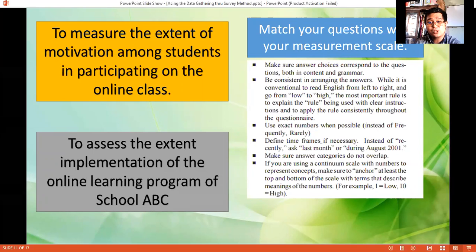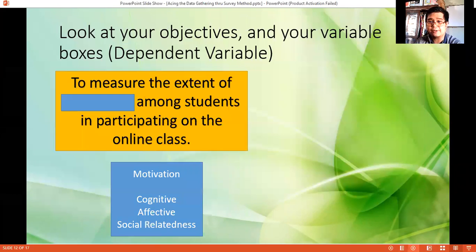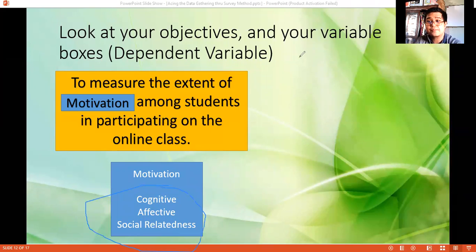I will be teaching you of it once you are done constructing your survey. But what I'll be doing here is let us first put what we will include in our survey. Look at your objectives and your variable boxes to measure the extent of motivation among students in participating in the online class. Check if you have parameters. Again, we call this part parameters.